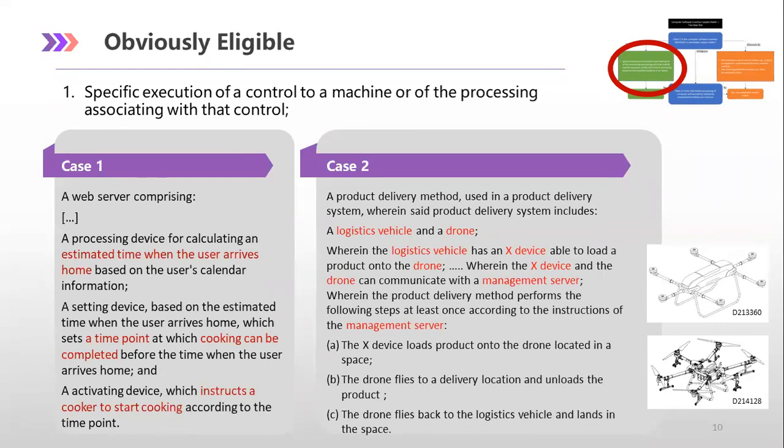the flow chart. Case number two is about an unmanned automatic product delivery method. The new chapter explained that the claimed invention is based on the instructions of a management server, and it has in the claim the related action of an X device and a drone and other machines to accomplish the mission of delivering products. So it is an integrated control system, including multiple related machines.